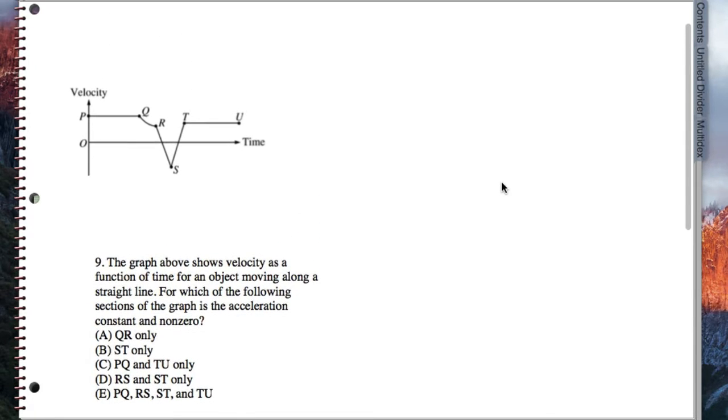All right, let's finish this up because we can. Problem 9. Where do we have 0 acceleration? This is a velocity graph, so it's wherever this is flat, here and here. So PG and TU. Oogly.